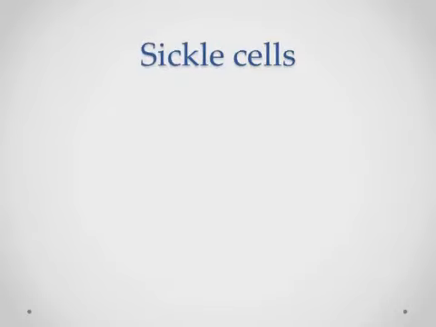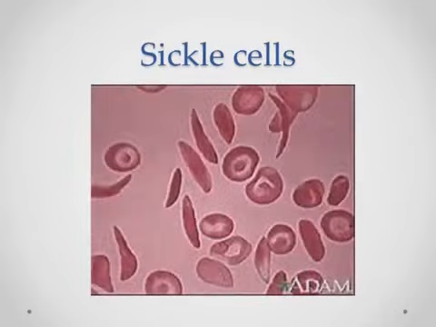Now another cell called the sickle cell. These sickle cells look like their name, with a sickle shape. Sickle cells occur in sickle cell anemia, which has two main types: sickle cell disease, where the hemoglobin is called hemoglobin SS, and sickle cell trait, where the hemoglobin is called hemoglobin AS.